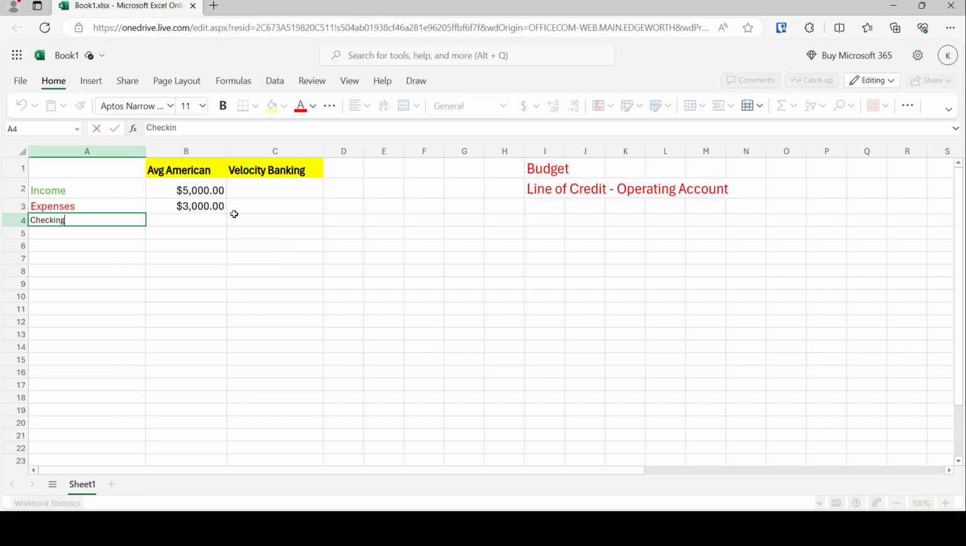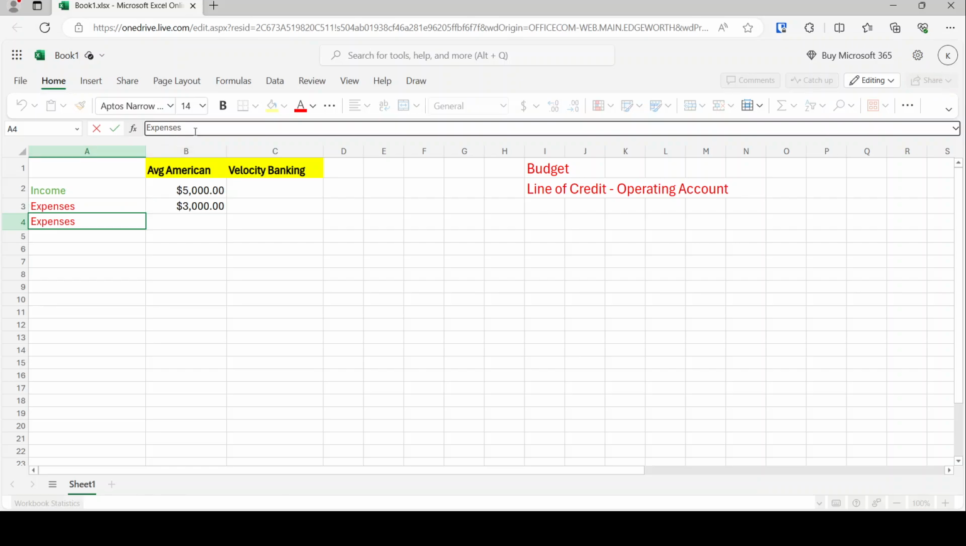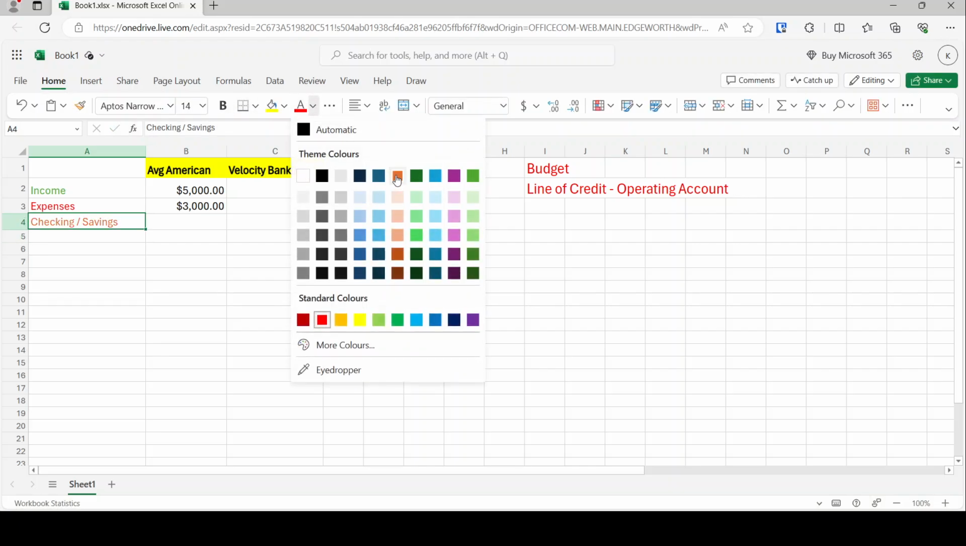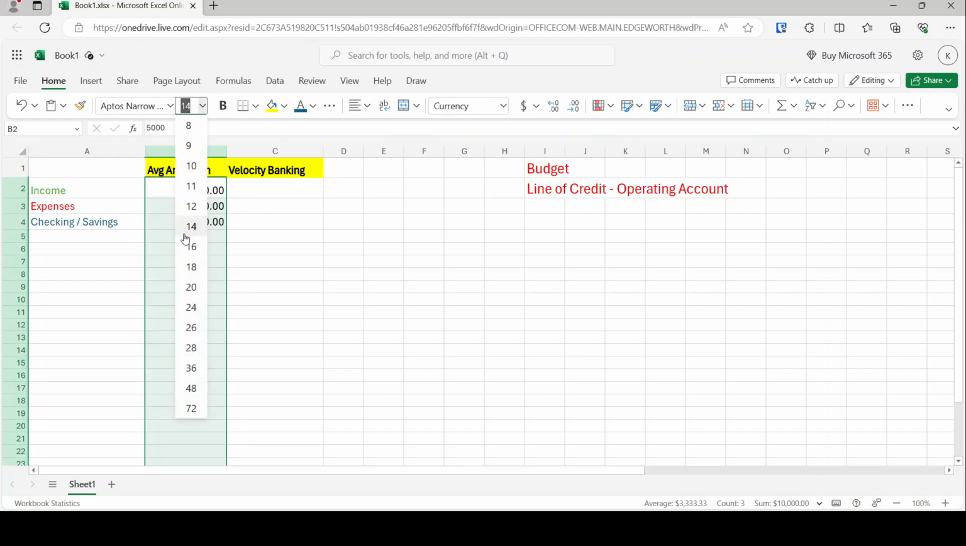And then what's left over in our checking and savings is just going to be checking and savings. Let me just do that. Checking savings. And we'll make that a neutral blue. Okay. It's going to be whatever's left over, right? So B2 minus B3. So if you want to do a formula, you just do equals B2 minus B3. Okay? Oh boy. I got to make this all 14. So I'm going to go ahead and do that. 14.